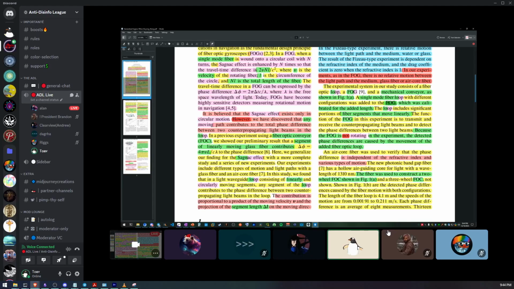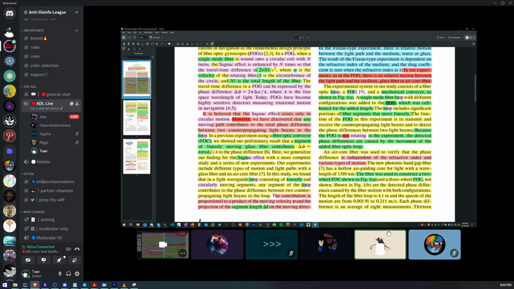The function of the FOG in this experiment is to transmit and receive the counter-propagating light beams to detect the phase differences between the two light beams. Because the FOG is not rotating in the experiment, the detected phase differences are caused by the movement of the added fiber optic loop. So that's the racetrack specifically, the linear racetrack.